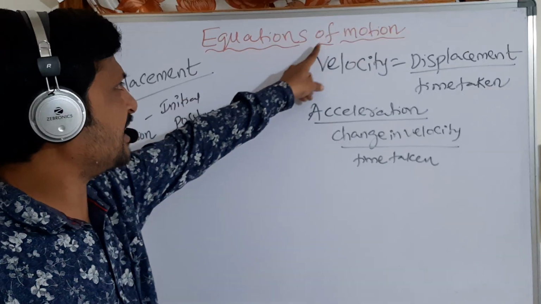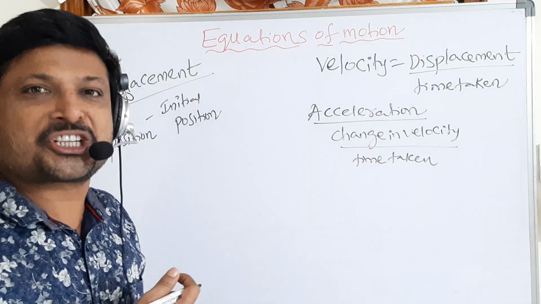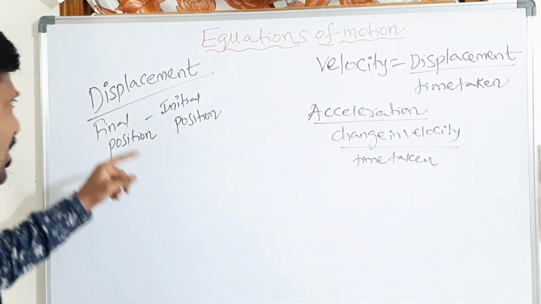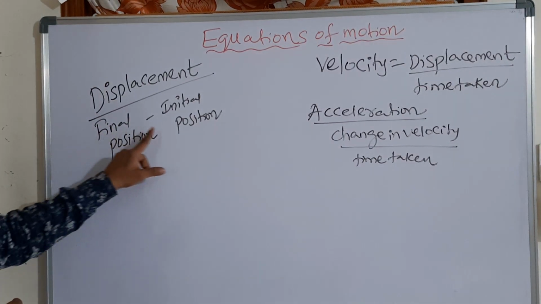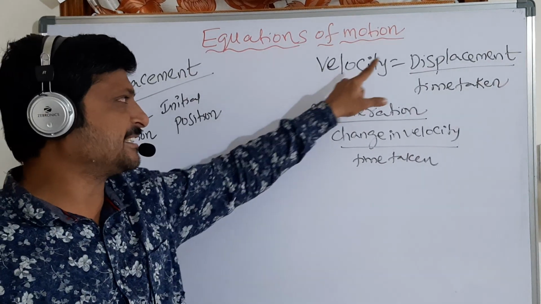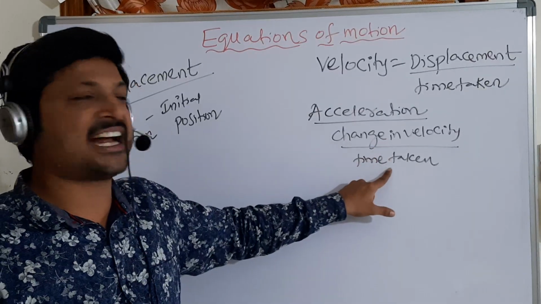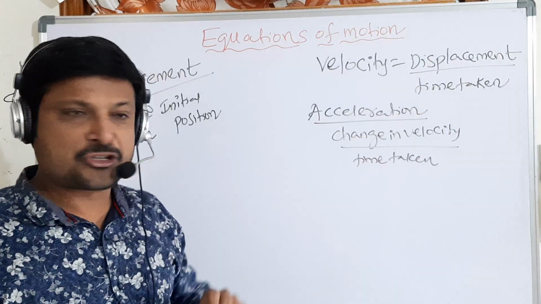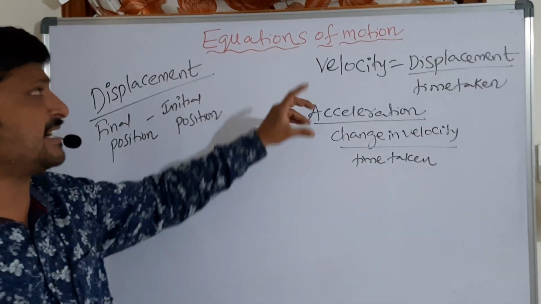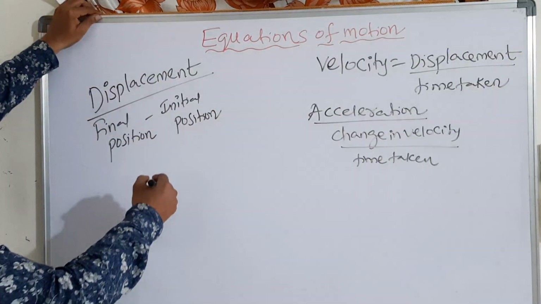When a body is in motion, we are studying the motion of the body by using mathematical tools. Already we know displacement means final position minus initial position. Velocity means displacement by time taken. Acceleration means change in velocity by time taken. So these are the parameters. By using these parameters we are measuring the motion of a body. Then how are these related?